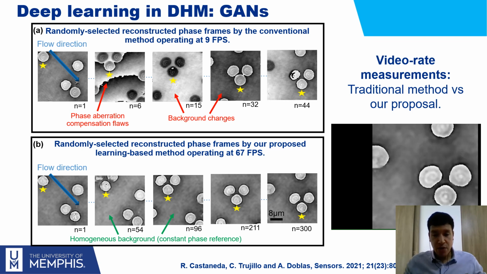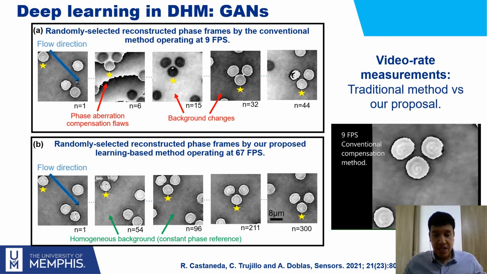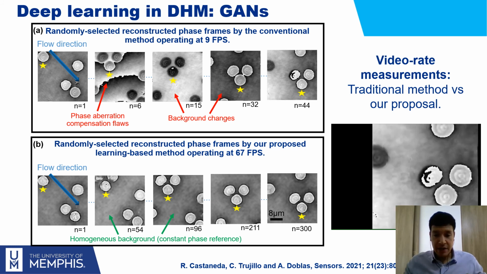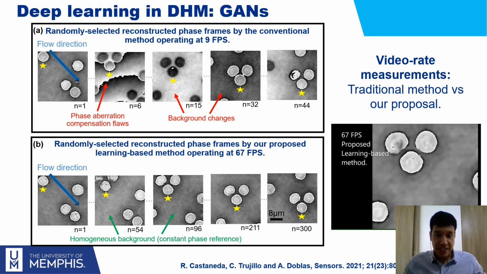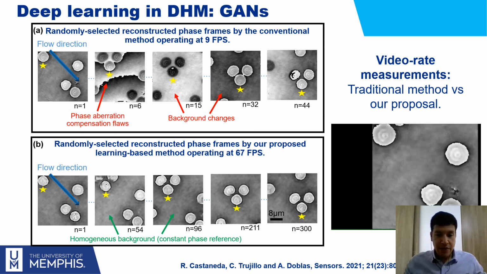With the conventional method, we have some instabilities and, of course, 9 frames per second. We see that these instabilities are not present. I'm gonna put it again. These instabilities are not present in the reconstruction, and we can obtain the reconstruction almost 7 times faster.